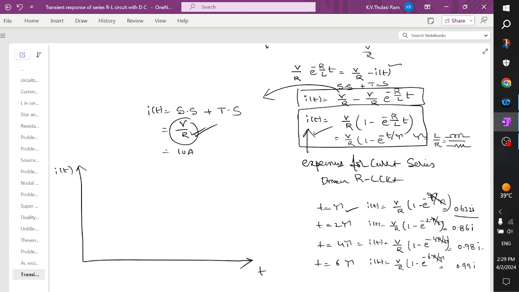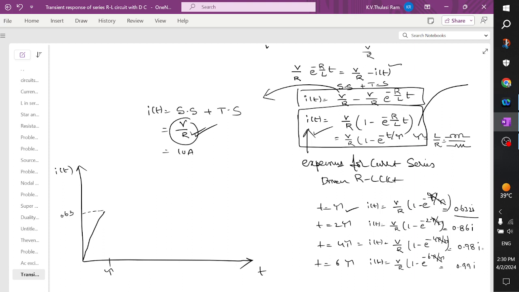I. You can see here at t equal to tau. So this is t equal to tau. What is the nature of the waveform? This is an exponential rise. So this will be like this. This is exponentially rising, where from 0 at tau it reaches 63 percentage. So t equal to tau.